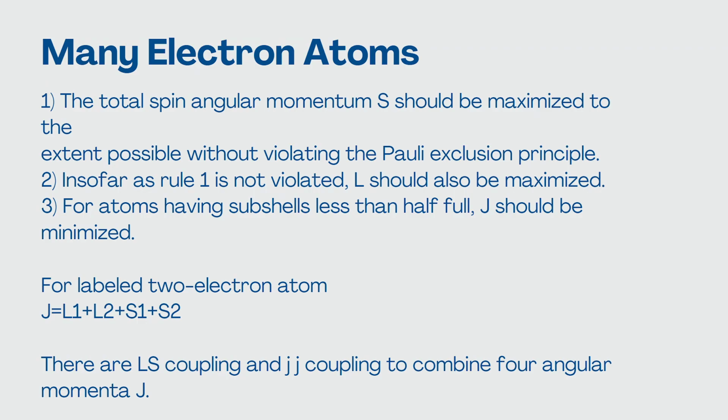Many electron atoms. The total spin angular momentum S should be maximized to the extent possible without violating the Pauli exclusion principle. Insofar as rule 1 is not violated, L should be maximized. For atoms having subshells less than half full, J should be minimized. For two electron atoms, J equals L1 plus L2 plus S1 plus S2. There are LS coupling and jj coupling to combine angular momenta.